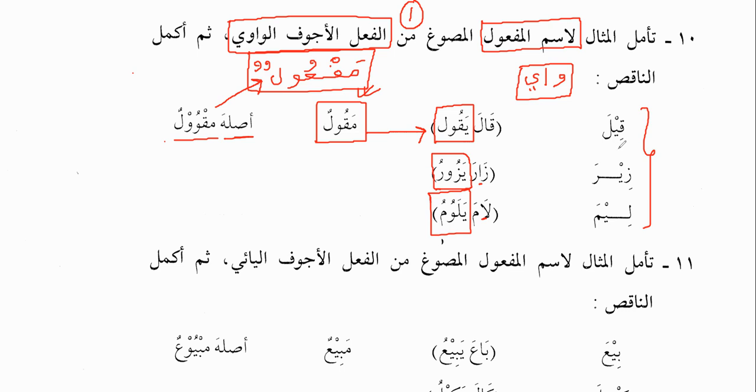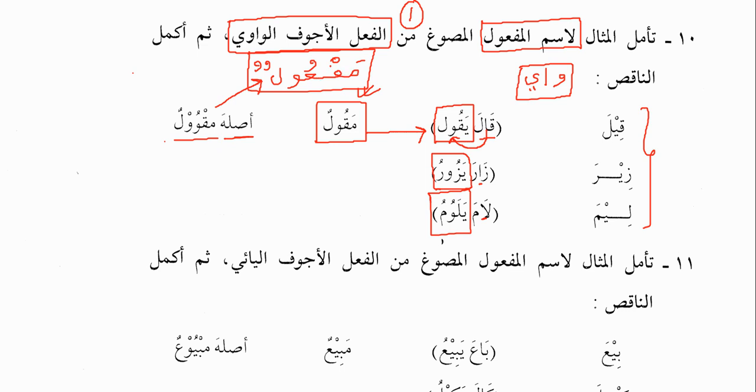Qila is the majhul structure, and it means it is said. Qala is our past tense, where in the middle you can see alif, that is the weak letter, and yaqulu. So you can see clearly the alif is changed to waw. If you know the present tense, very good. Now let's first make the original scale. How do you make the original scale?